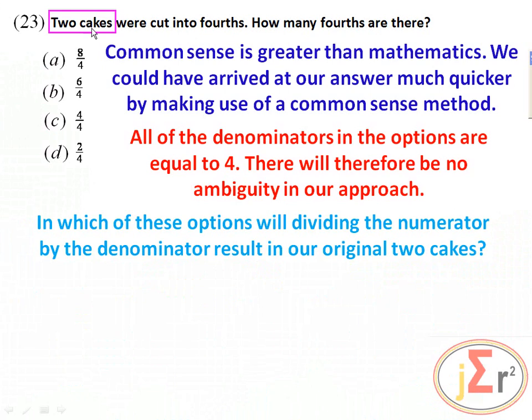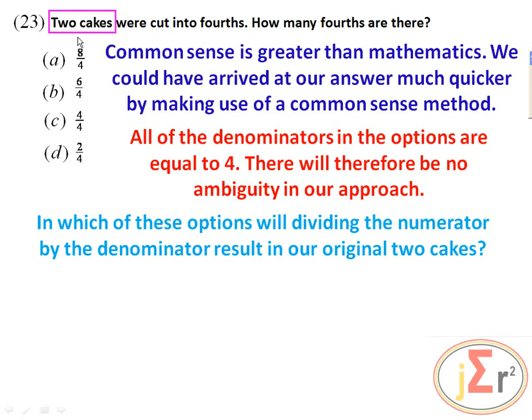We have 2 cakes to begin with. Is 2 equal to 4 divided by 4? No. 2 divided by 4? No. 6 divided by 4? No. 8 divided by 4? Yes. Because 8 divided by 4 is equal to 2. Then we are sure that option A is correct.